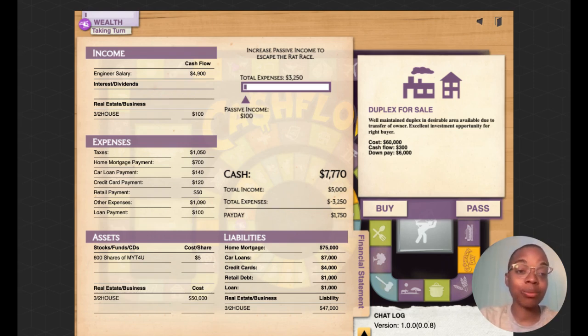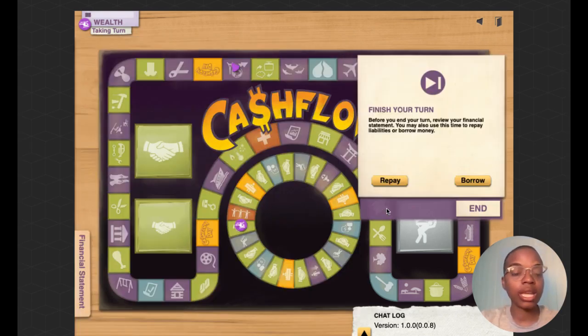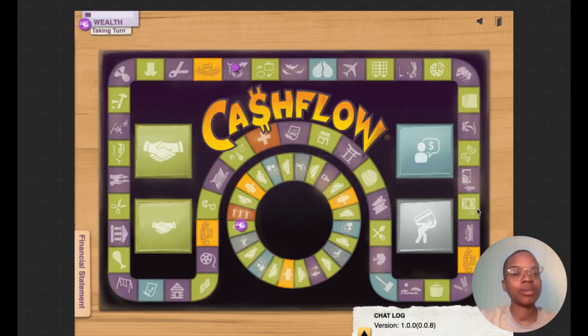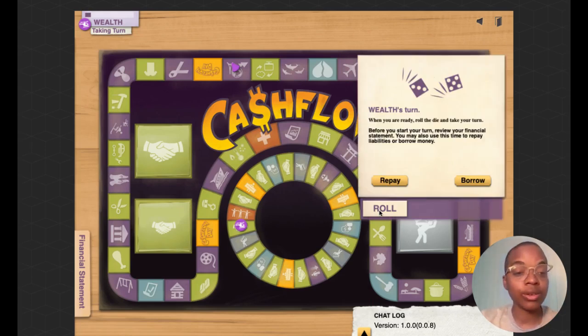This to me is looking like a pretty good buy for me. That $300 in cash flow is going to go towards my total income. I'm not incurring any liabilities, any major liabilities as far as the game is concerned. I'm going to buy this. I can't pass that up. So that's a really good card right there.